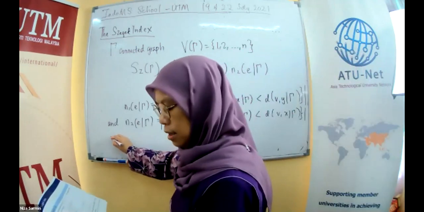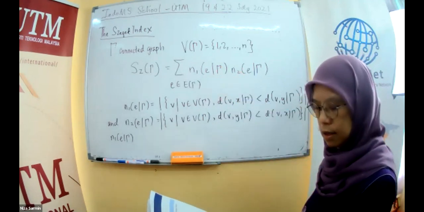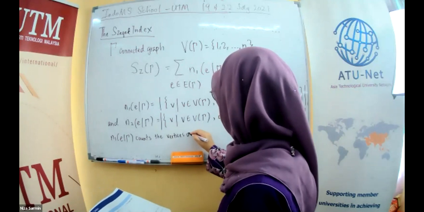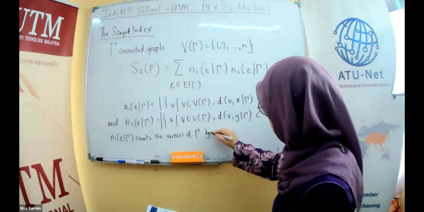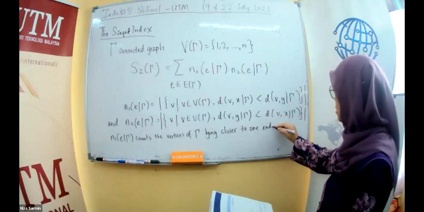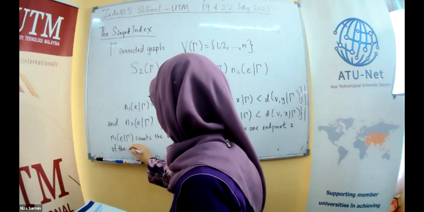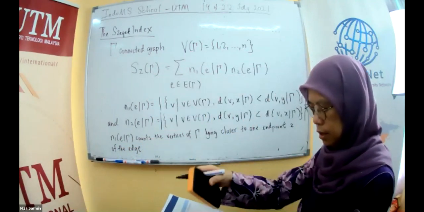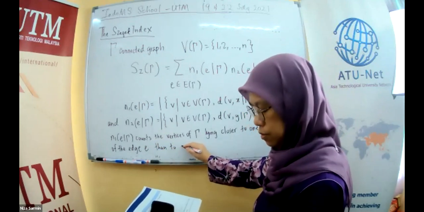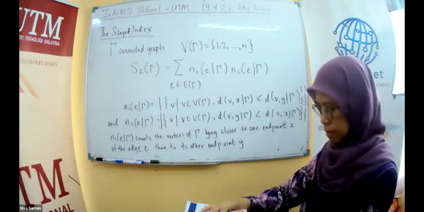So what does it mean? n1(e|gamma) counts the vertices of gamma lying closer to one endpoint x of the edge e than to its other endpoint y.